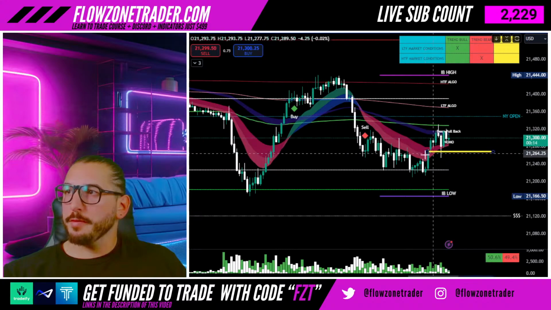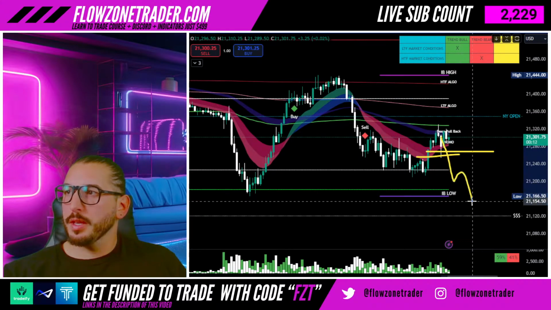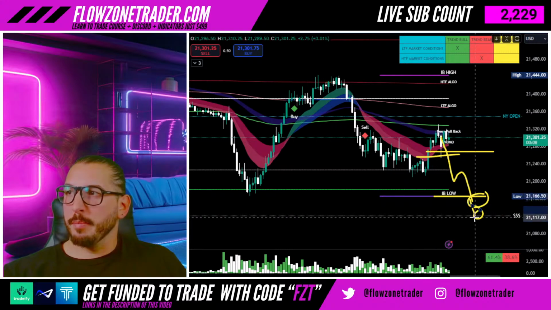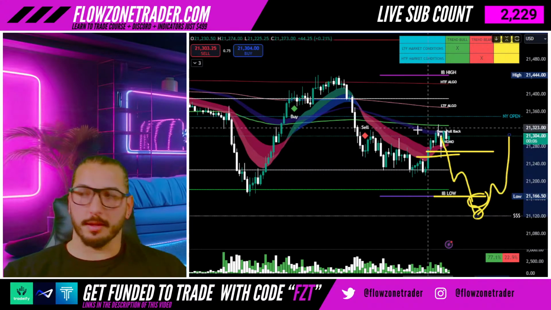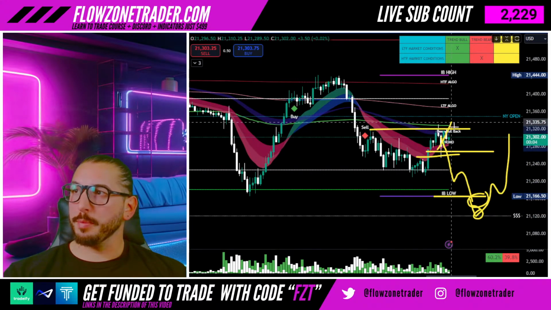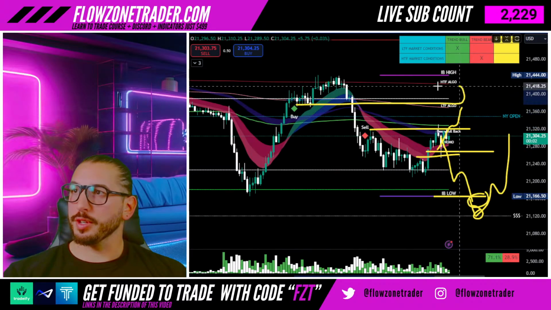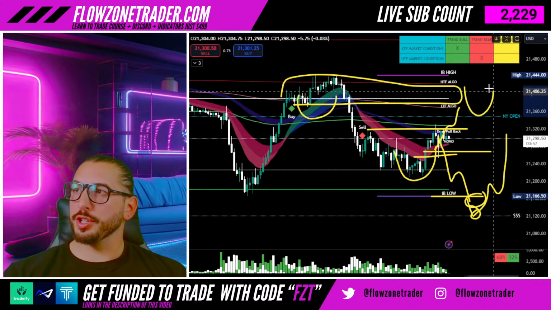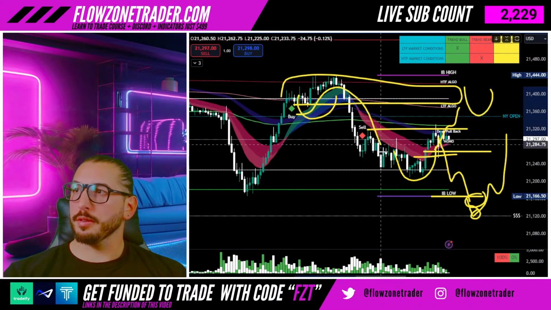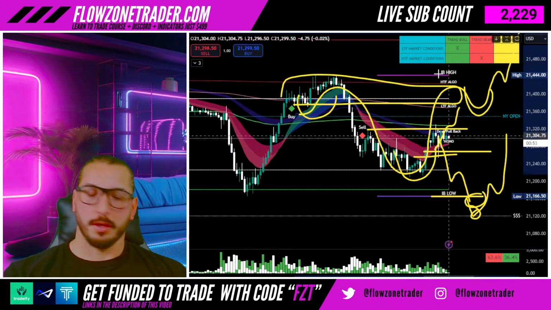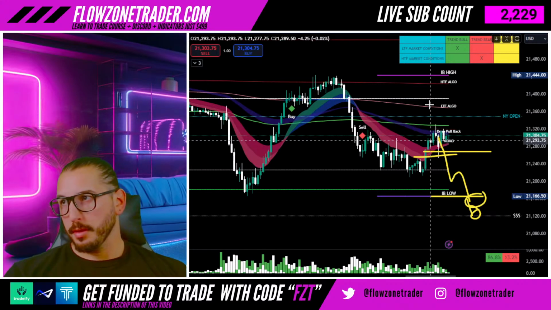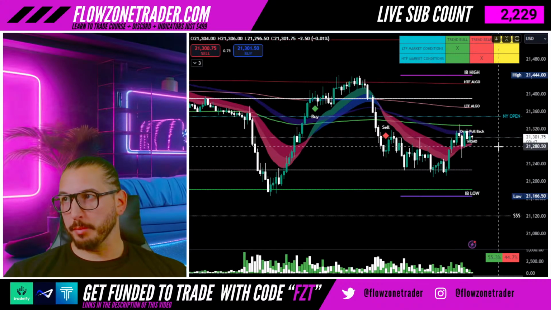I'm watching to see if we fail this for a rotation here, and then a rotation to this, and then maybe a failed auction and back inside. If we trade through VWAP, I'm wondering if we trade to supply. And if we're going to do that, I want to see if we do a giant one of these. All right, so for that to happen, I will need Apple and Tesla to start playing ball.